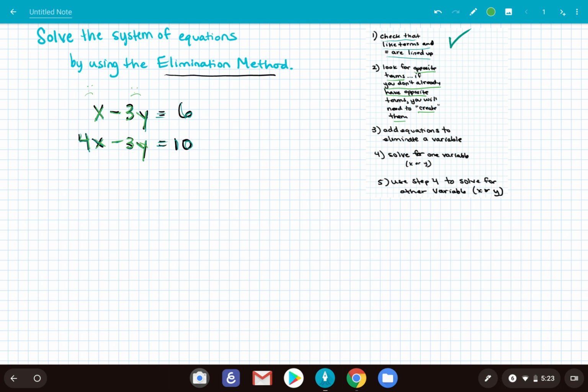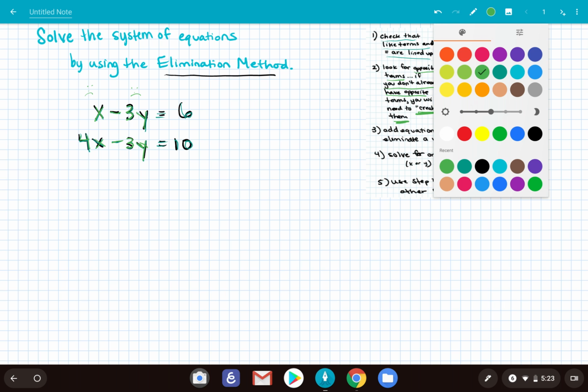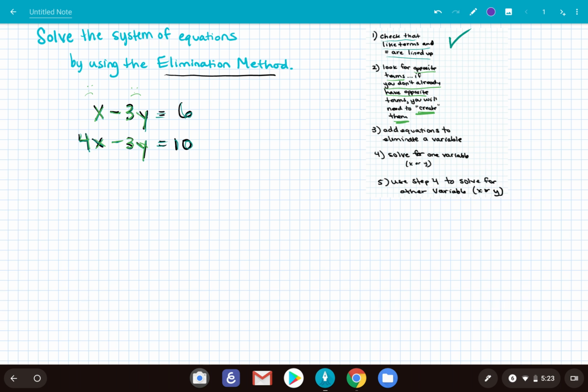So that means we have to create the opposite terms, and we're going to use the distributive property to do that. One thing I'm going to say is if you notice that you have exactly the same term, then the easiest thing to do is to change the sign of one of those terms. And you could do that by using the distributive property and multiplying by -1. What that's going to do in that top equation is it's going to make a positive 3y, and then you'll have opposite terms. So let's use the distributive property here.